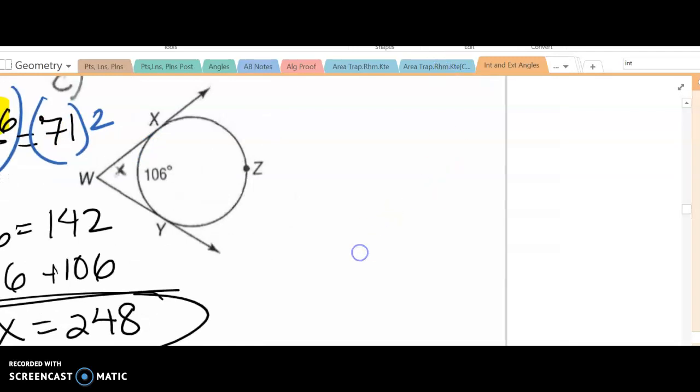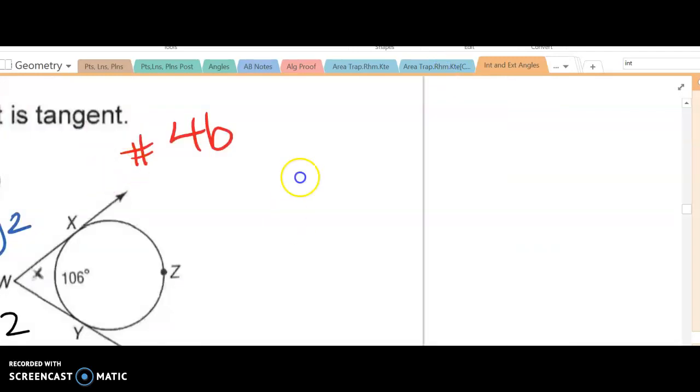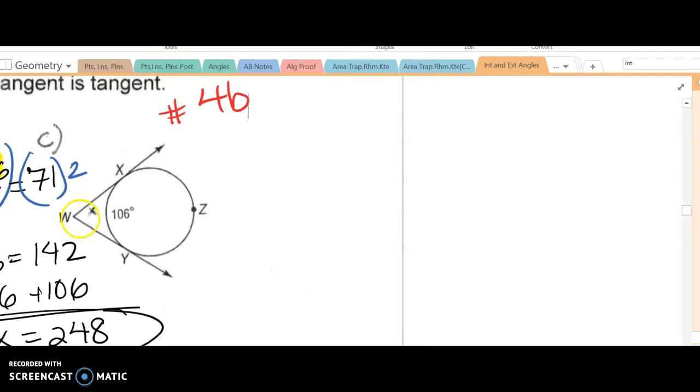So let's take a look at part C. On this one, we've got our two tangent lines. X is supposed to be this angle here.